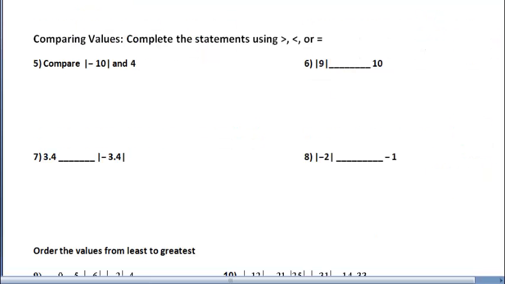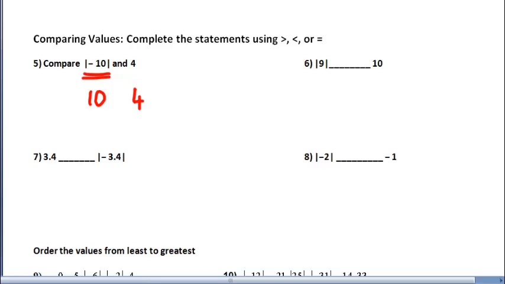Let's go to the next one, which is comparing values. We have to complete the statement using greater than, less than, or equal to. So let's go ahead and compare the absolute value of -10 and 4. When you are doing these problems, I want you to first figure out the absolute value of the given number. The absolute value of -10 is 10, and the other number is just a plain old 4.